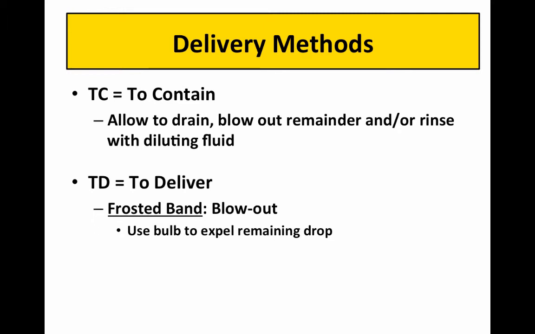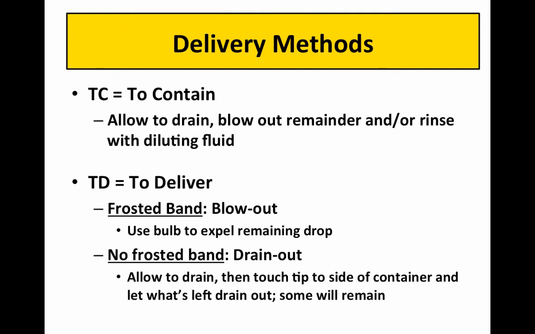you might notice a frosted band kind of going around the end, basically an etched glass around the end of it. If you see that, that indicates that this is a blowout pipette, meaning you do need to get that last little drip out of the tip of the pipette in order to be accurate. So you'll just use the bulb to puff some air in and blow that little bit out. If there is no frosted band on a TD pipette, then it's considered a drain out.